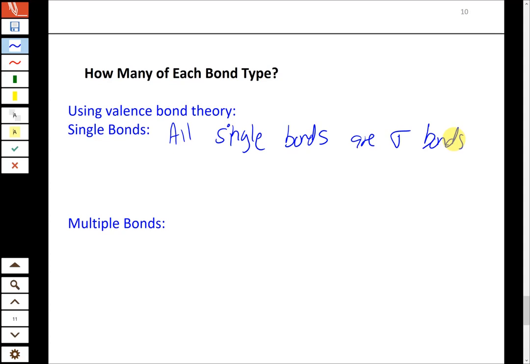Okay. Now, if you have multiple bonds, a double bond or a triple bond, we're never going to go higher than that, they're always going to have one sigma bond and the rest will be pi. So a double bond has two total bonds, a triple bond has three. One of those will be a sigma bond, then the rest are going to be pi bonds.